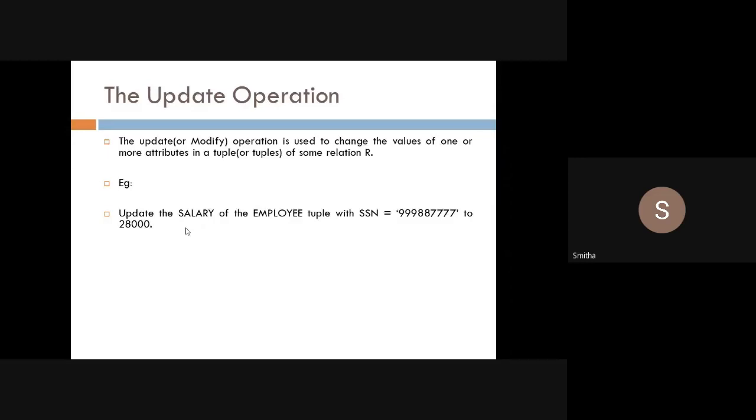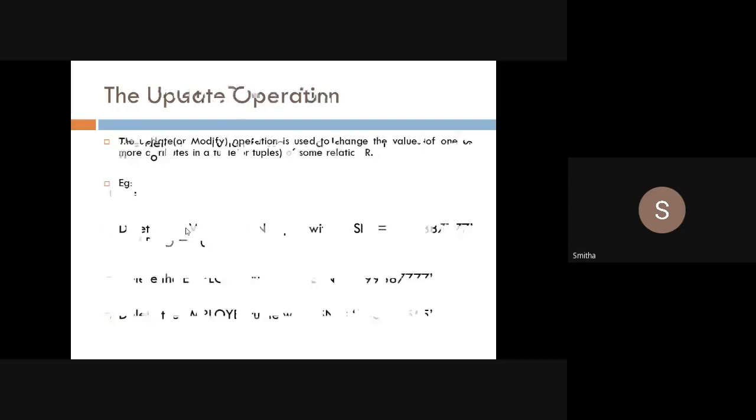So how will they identify that? By SSN. They will say SSN is equal to 999887777. That particular employee's salary I want to change to 28,000. Whatever the existing salary is will be deleted and this will be updated. Okay, that current salary will be updated. That is update. The command is update. Okay, insert, delete, update: these are all updation operations.